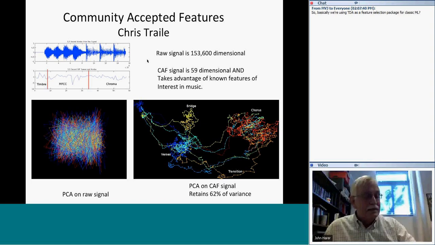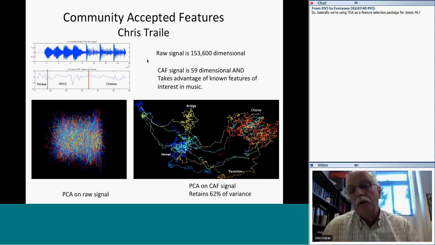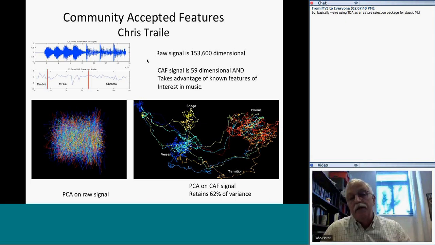The window size predicted that one should need on the order of 153,600 dimensions, and you can sort of see what the signal looks like in the upper left-hand corner. But instead, what he did is he chose, in this case, a few more than on the previous slide, 59-dimensional community-accepted features, which are known to be of interest in music.